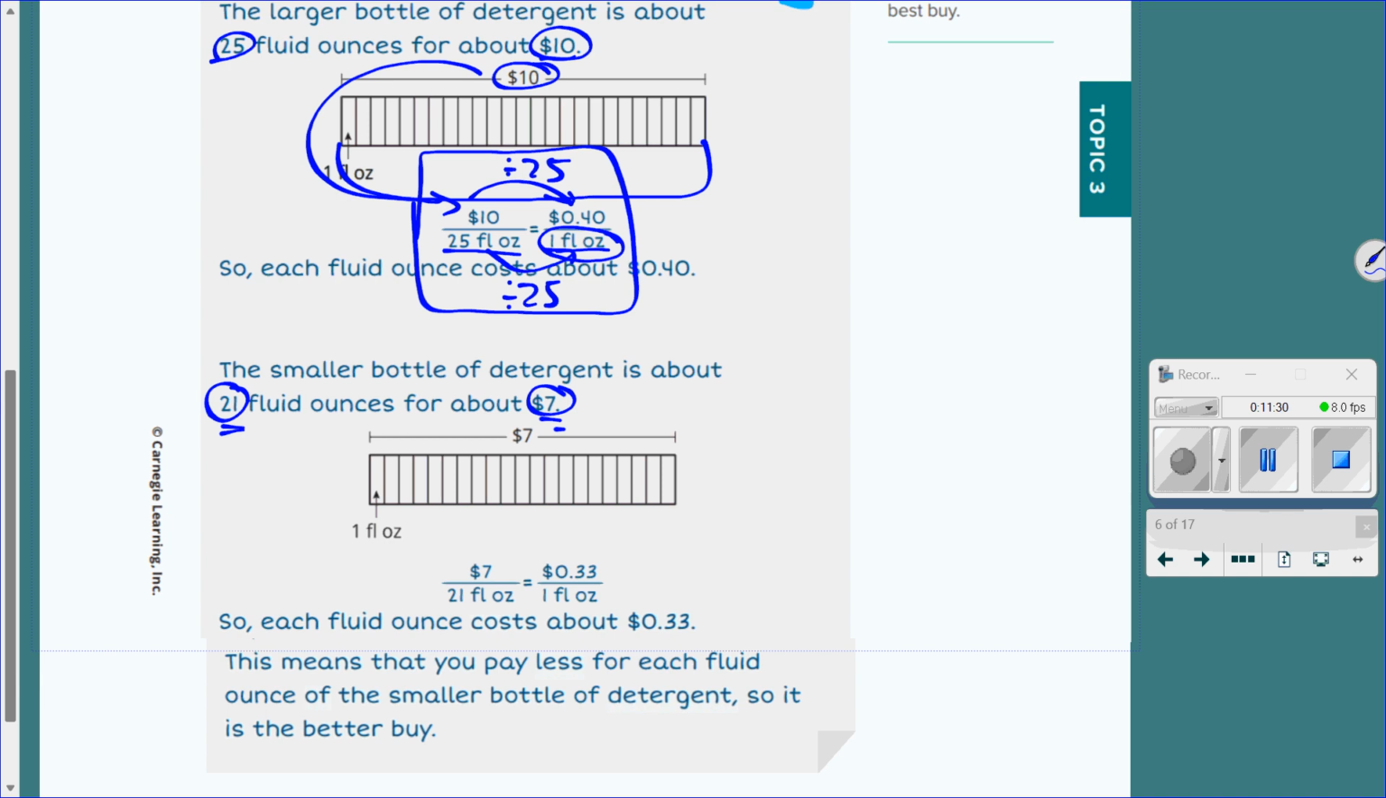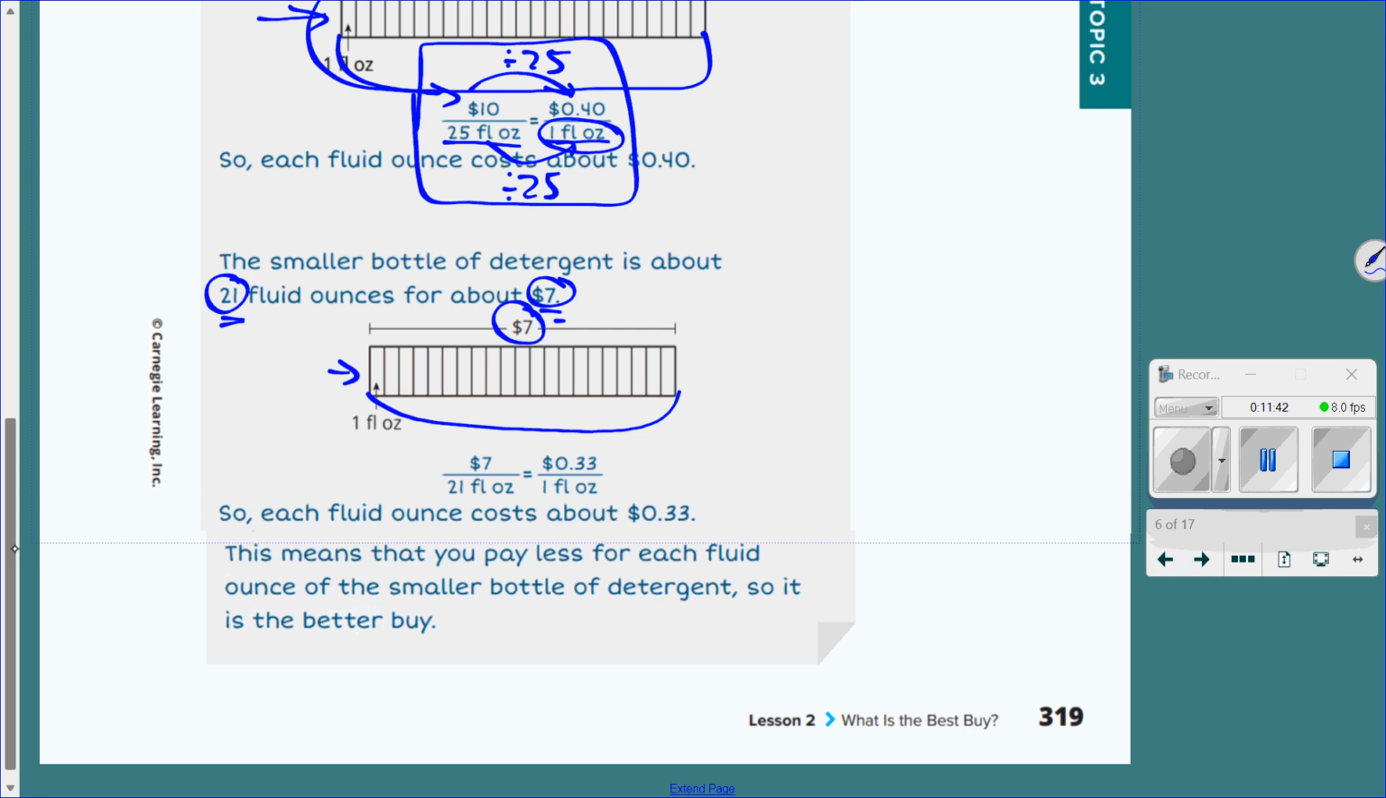So whatever you decide to model, she is modeling the fluid ounces. So she says there's 21 of them. She's dividing it into the $7. So we take our $7, divide it into 21 fluid ounces. Again, we're going to choose the same thing so that we can compare. In this case, it's the 1 fluid ounce. How do I go from 21 to 1? Divide by 21. So guess what I'm doing to the 7?